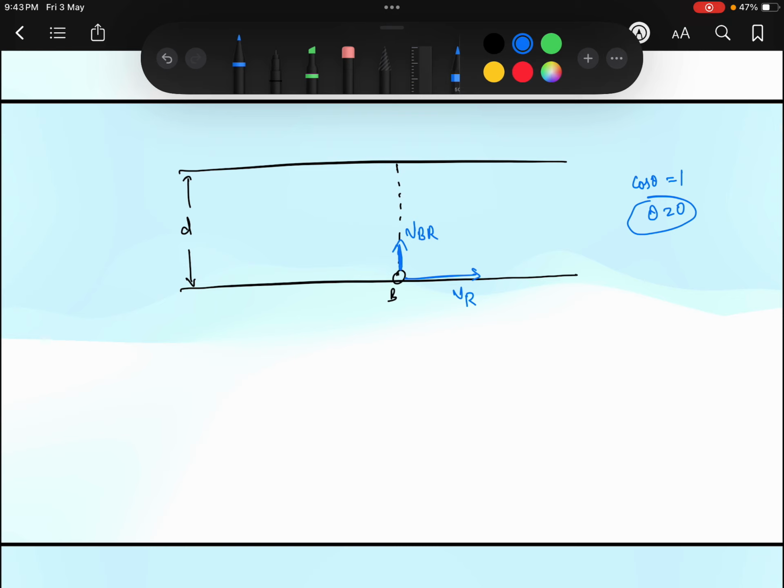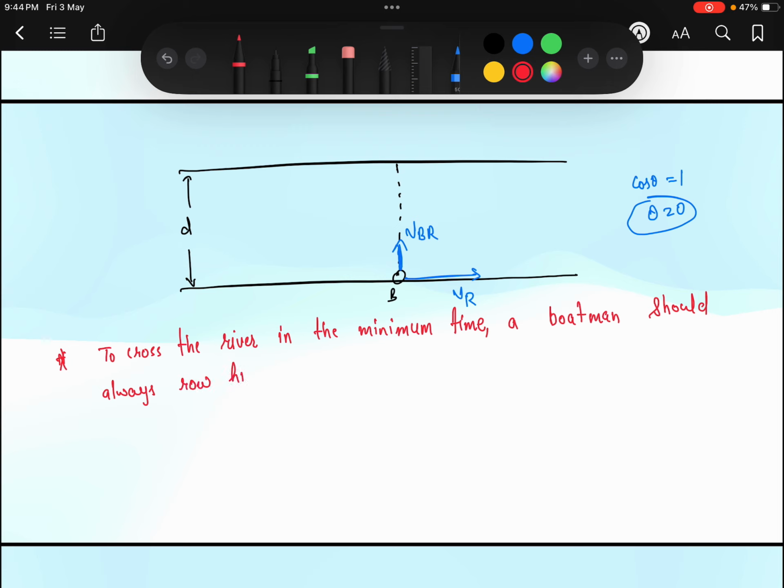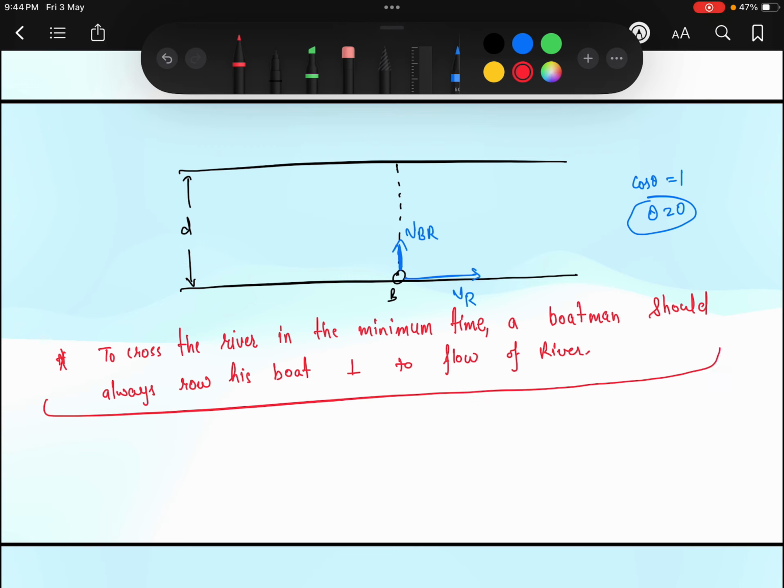So here is an important statement we can write, I will write it with a star mark: to cross the river in the minimum time, a boatman should always row his boat perpendicular to the flow of river, so that he will reach the other bank of the river in the minimum time. Okay.